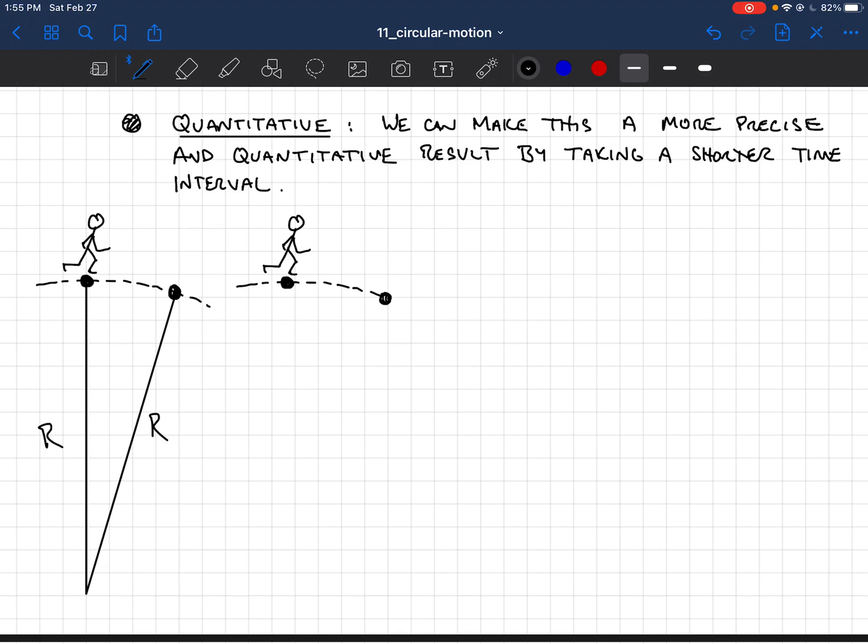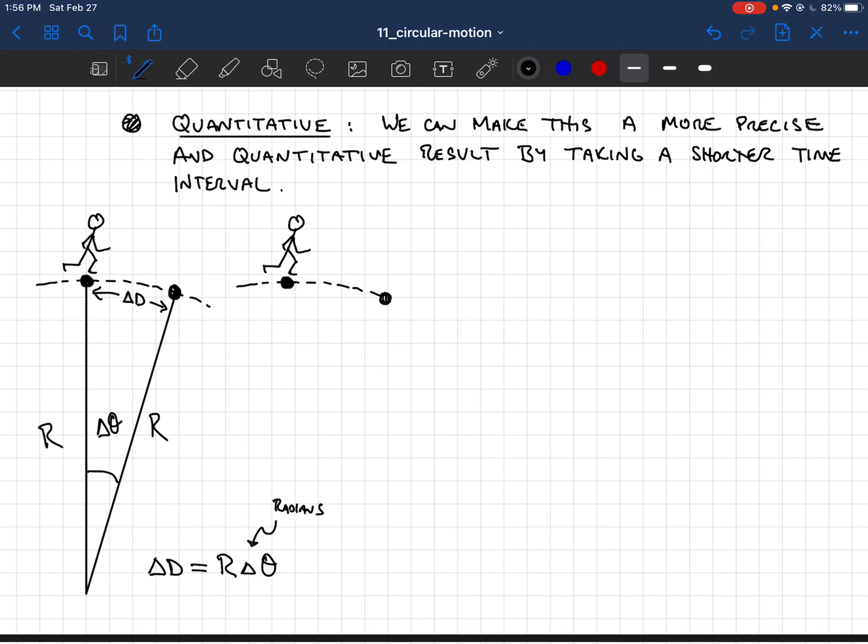And over this time interval, they've gone some small angular distance as measured from the center of the circle, and I'll call that delta theta. And then the distance that they travel around this arc, I'll call delta d. So that's the distance around the arc that they've run in that short time interval. There's a little bit of math here which will be useful to us, which is the relationship between those three quantities. And it turns out that the relationship is delta d is equal to r times delta theta, as long as delta theta is measured in radians.